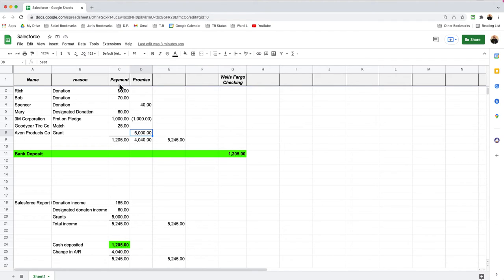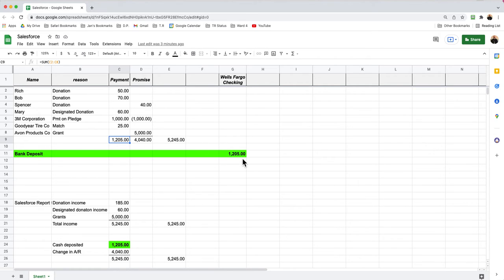So in this case, in our actual payments, we had $1,205. The promises to pay were $4,040, my bad. And that's the total transactions is $25,245. Makes sense. So what do we do? Well, we went across the street to the bank and we made one deposit for all of these transactions of $1,205. Guess what? That matches the money that we've collected for the day that we've recorded in Salesforce.